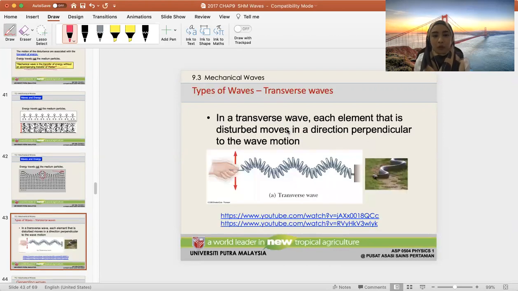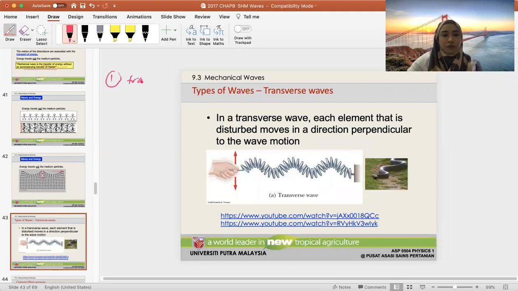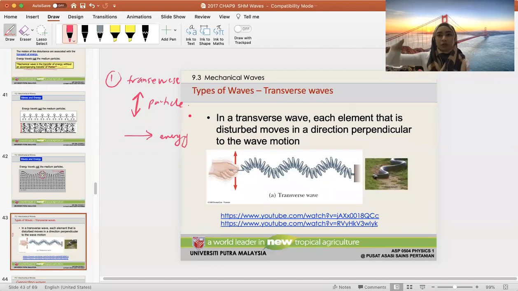Baik. Okay, so we have two types of waves. One is called transverse. This is our first one. Transverse goes up and down. What goes up and down? The particle. The energy moves forward. So for a transverse wave, the particle goes up and down, the energy moves forward, which means that the particle and the energy are perpendicular to each other. So when the particle motion is perpendicular to the energy, this is called a transverse wave.